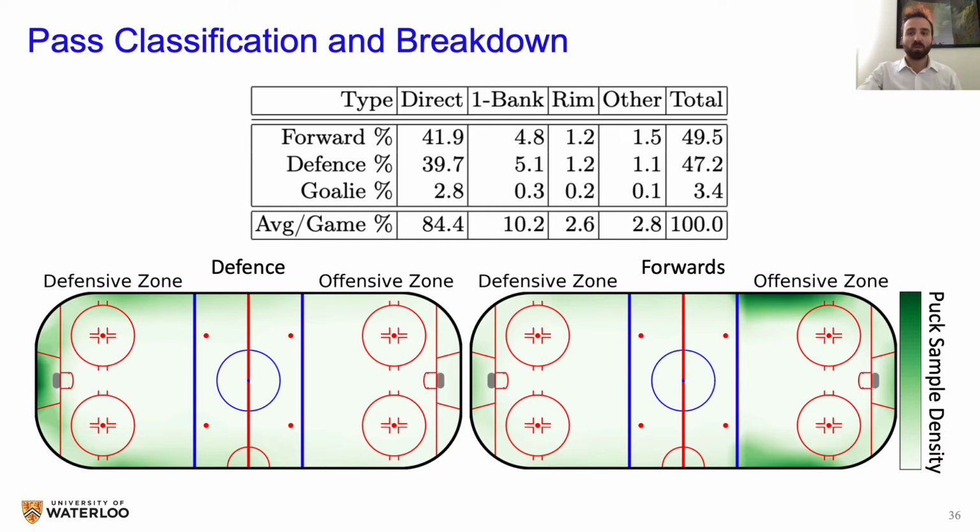In our dataset, while forwards as a whole pass slightly more than defense, considering there are typically 3 forwards and 2 D, a defensive player on average completes 43% more passes than a forward. We parse the locations of one-bank passes by D and forwards, shown in the bottom figures. We find that D tend to make one-bank passes behind their own net and off their own half walls, while forwards typically make one-bank passes behind the offensive net and off the offensive half walls, likely back to the D.